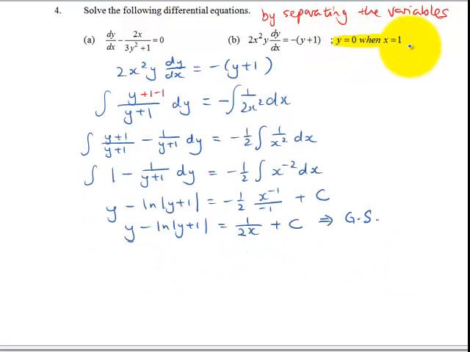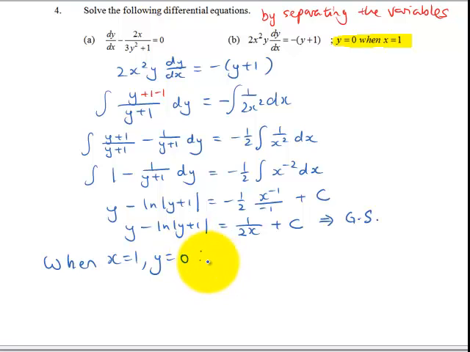So given these values, when x equals 1, y equals 0, I can find the particular solution. I just need to substitute these values into the general solution. So we are given y equals 0. Let me sub here. Minus ln, I'm given y equals 0, so y plus 1, since y is 0, is just a 1. Equal 1 over 2x. I'm given x equals 1, so sub x equals 1, I have a half, and then followed by plus c.